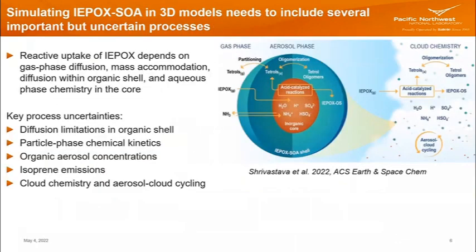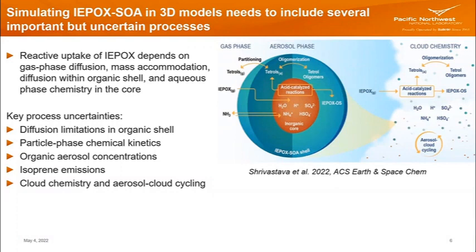And so this is just a figure from our paper showing that you have a core of inorganic aerosol at the center, which has sulfate, ammonium, and water. It's acidic. It could be less acidic or more acidic. But then the reactive uptake of gas phase IEPOX within this core depends on its diffusion and the mass accommodation coefficient on the surface. But then also, as the IEPOX SOA starts forming around this core, even if there is no other SOA around, it itself is highly viscous.